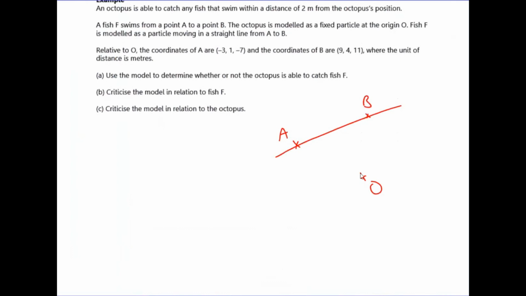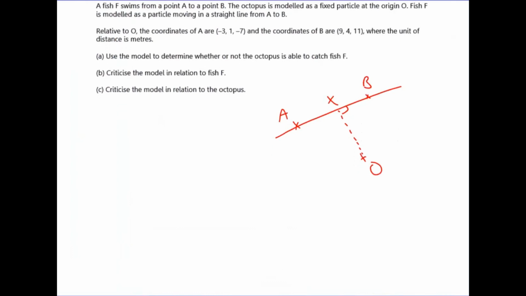So we've worked out that this is the shortest distance problem between the octopus and the path of the fish. And if the shortest distance is less than 2 meters, then it can catch it. And if it's bigger than 2 meters, it can't catch it. Okay. So we need the equation of the straight line.